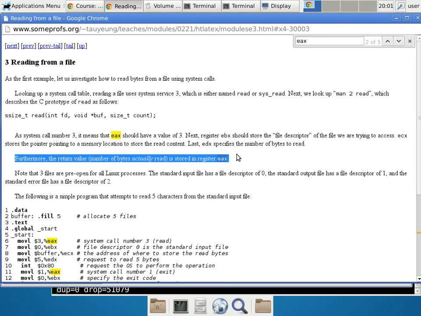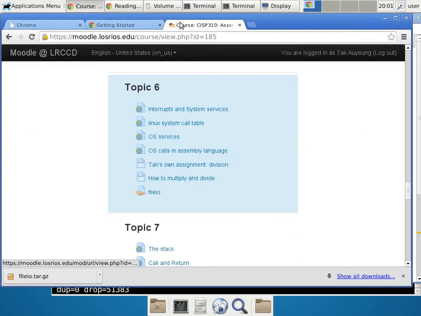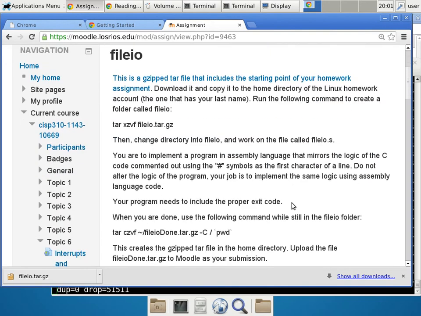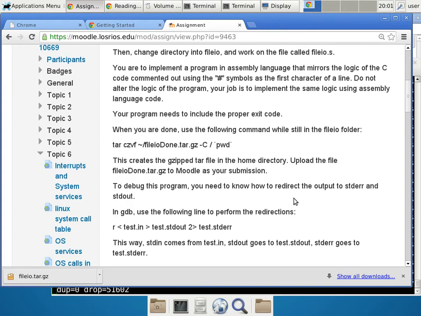Okay, any other questions about the homework assignment? Do you want to take a look at the homework assignment? Okay. Let's see, the homework assignment is right here. Yeah, at the bottom you have test in. What are you going to do with test STD out?